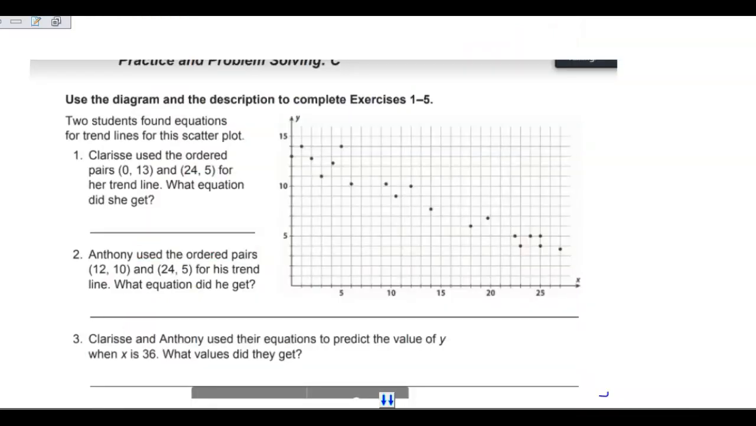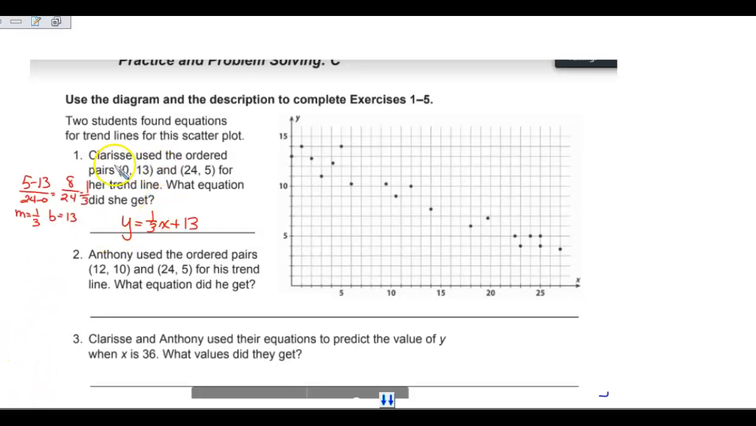One last one we're going to do here. It says use the diagram and description to complete exercises 1 through 5. Two students found equations for trend lines for the scatter plot. Clarice used the ordered pairs (0, 13) and (24, 5) for her trend line. What equation did she get? We're going to find our slope, then find our y-intercept, and then write our equation. So go ahead and do that now.